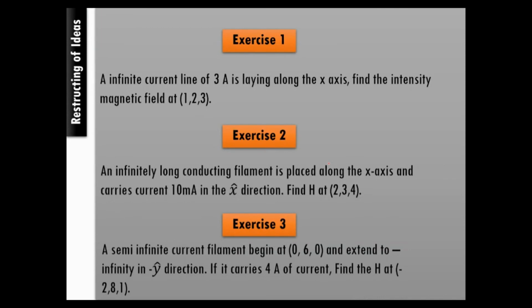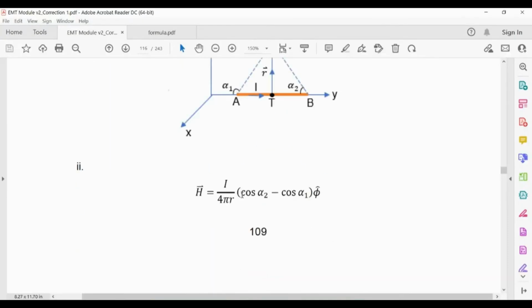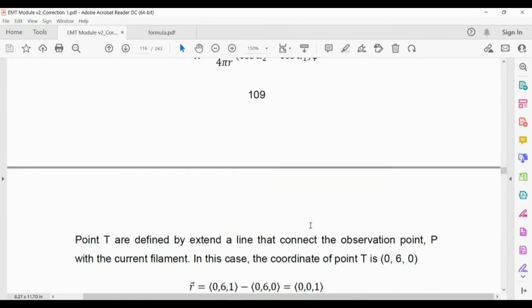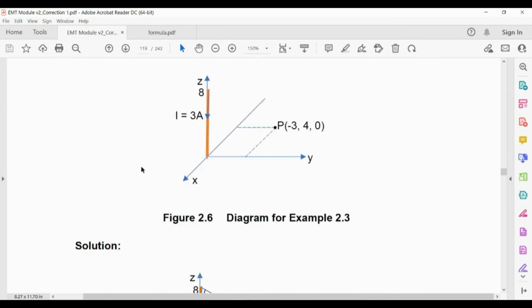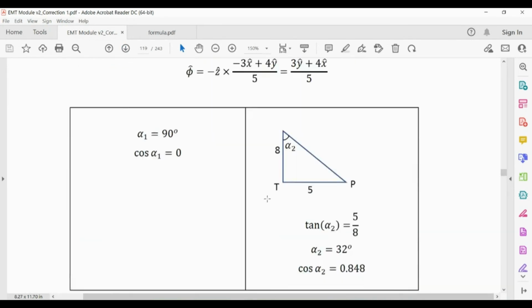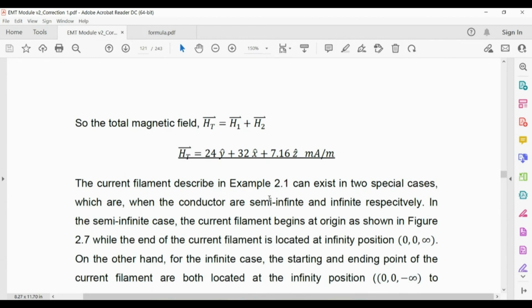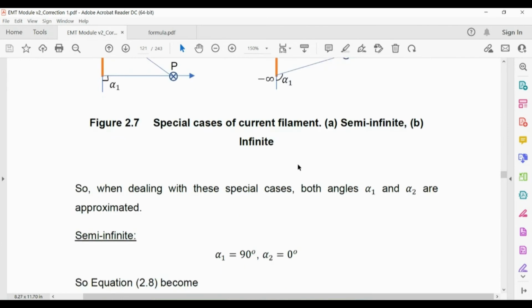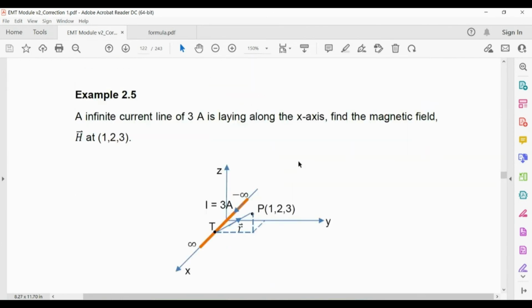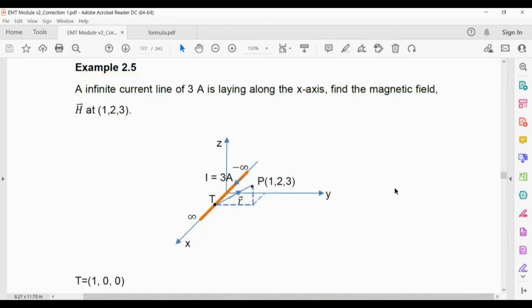So we can look at an example. Is there any example in your module? Let me check. This is what we have gone through just now. There are more examples, maybe we'll talk about it tomorrow, or you can read it yourself. This is what I have mentioned for the semi-infinite and finite line. Yeah, it's the same.